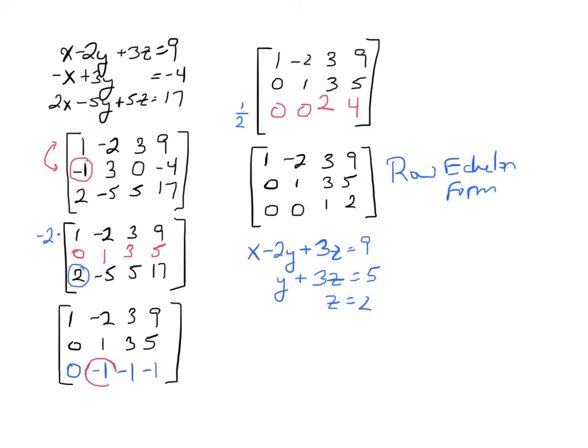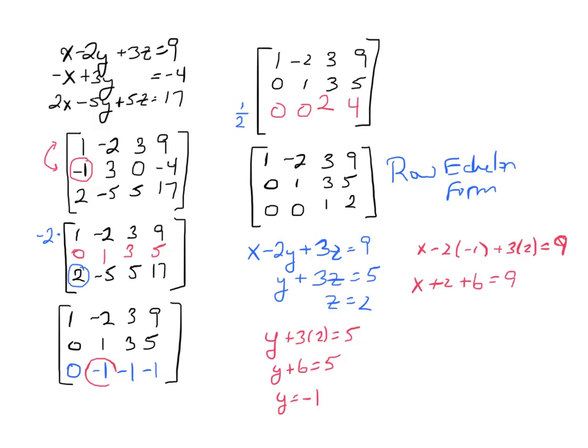So we know z equals 2, we can substitute, and we get y equals -1. So x minus 2 times -1 plus 3 times 2 equals 9. That's a 9. Plus 2 plus 6. So x equals 1. So our solution is 1, -1, 2.